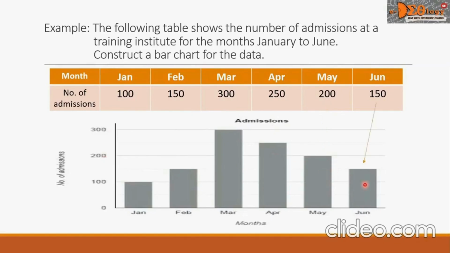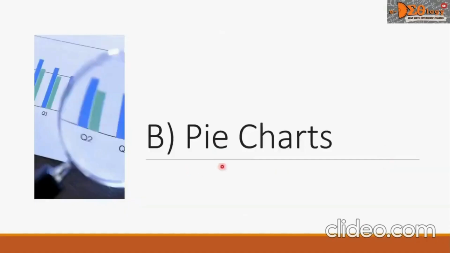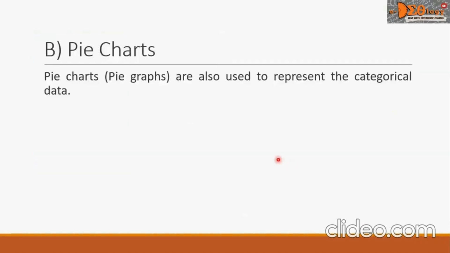The last rectangle is for the month of June, with the frequency 150. We can see also that the level or the height of the rectangle is in between 100 and 200. So we are done with our bar chart for our example, and this is our final answer. Let's go now to pie charts.